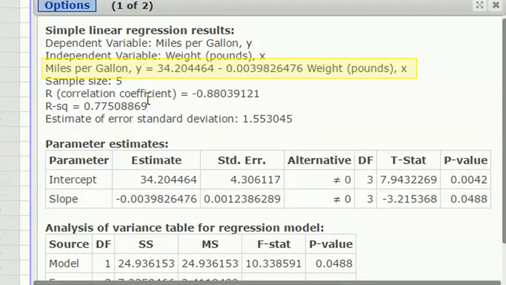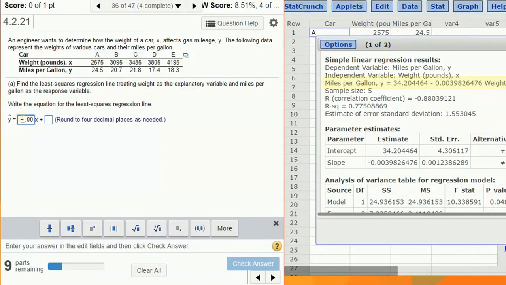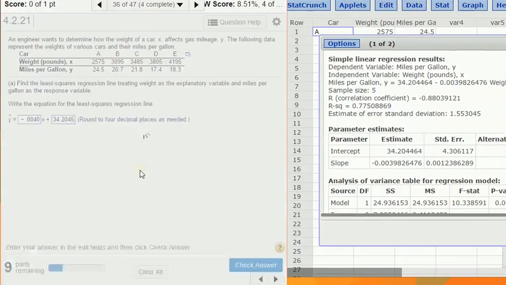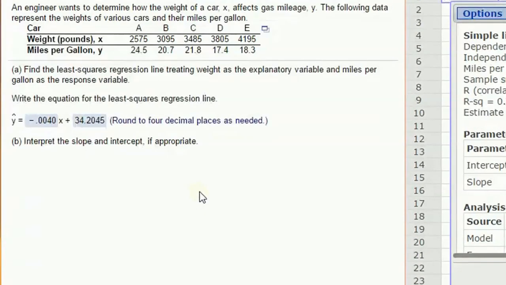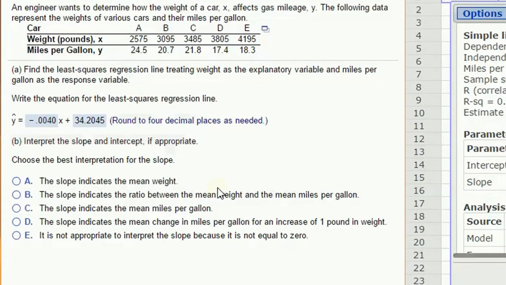So we've got our intercept and our slope. The slope is negative 0.0039, rounds up to 4. And then the intercept is this 34.2045. I again have to round it up. Okay, great. We're going to now do a little bit of interpretation. What is the slope and intercept?